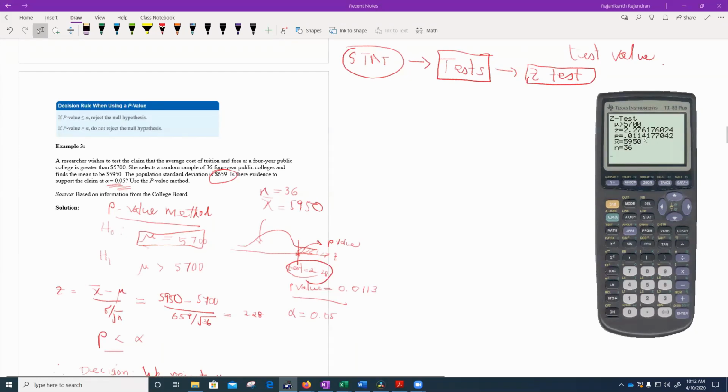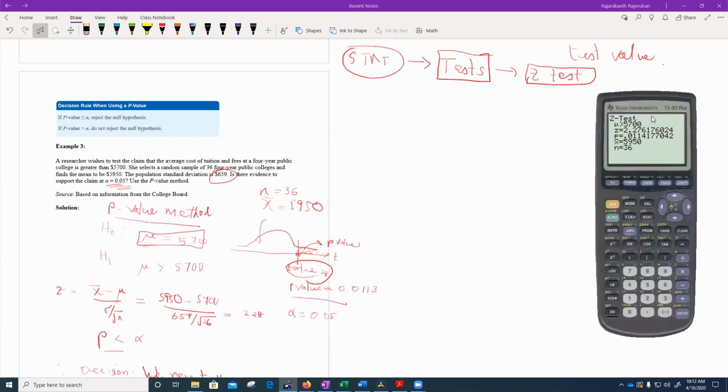So the calculator p-value is 0.0114. You could write that one if you use the calculator instead of 0.0113. Anyway, our p-value is going to be less than alpha. Alpha is 0.05. So this is up to you. If you use the calculator, it's pretty straightforward. It will give you all the values we want. You could use this calculator for our traditional method also.